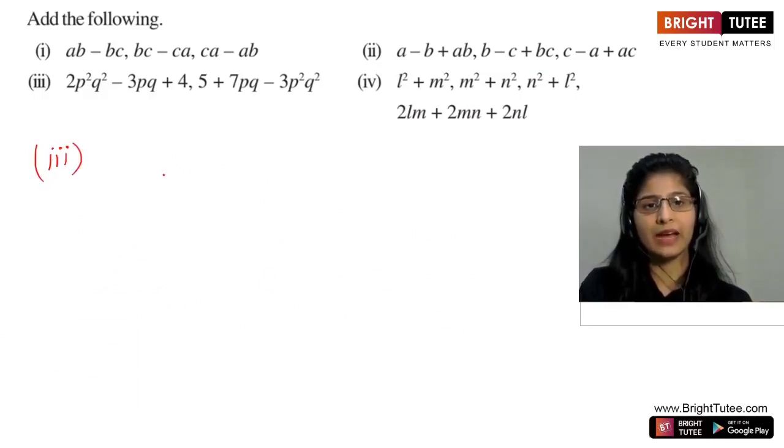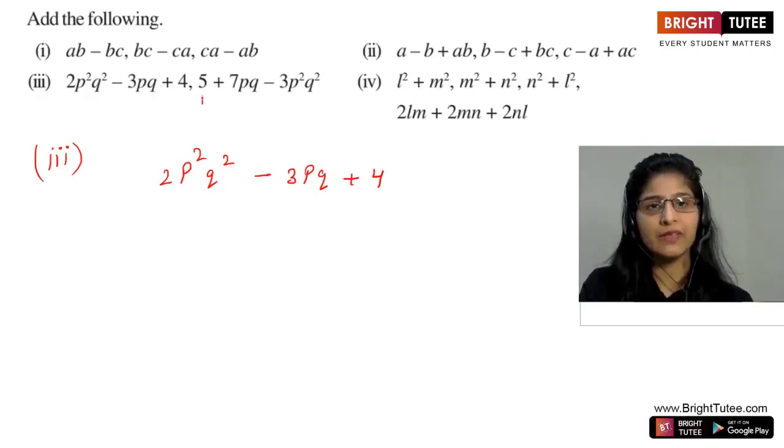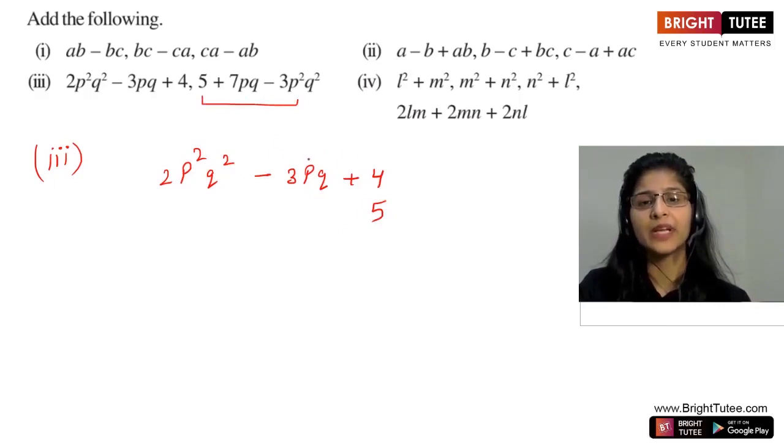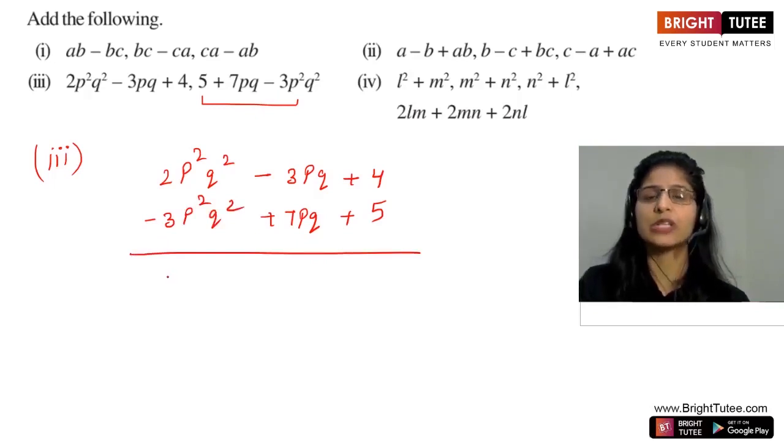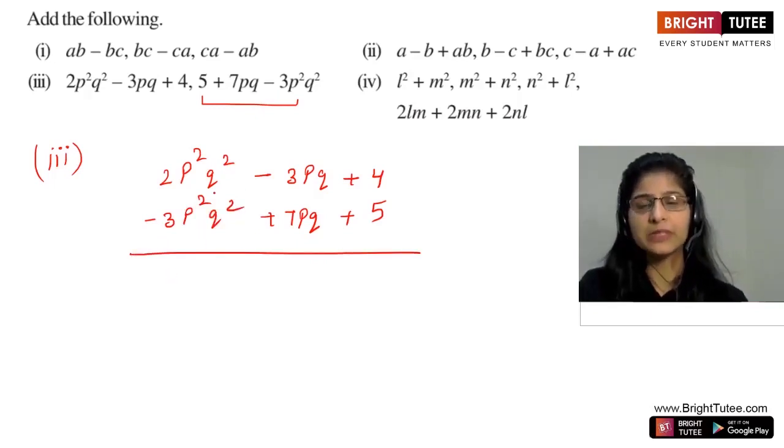In the third one we have 2p square q square minus 3pq plus 4. The second one is here. We have 5. I have written it here. 7pq will be written under the term consisting of PQ. So it is minus 3PQ, we'll write plus 7PQ. And 5 is of plus, so I am writing plus here, and minus 3p square q square. This is how we are going to form the columns by keeping the like terms in the same column. So now we are going to add them.